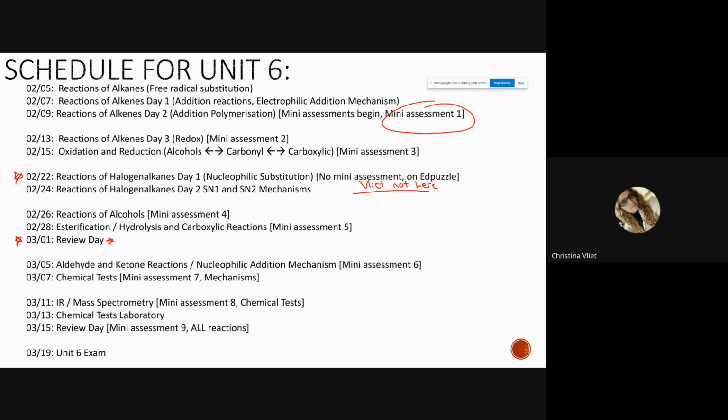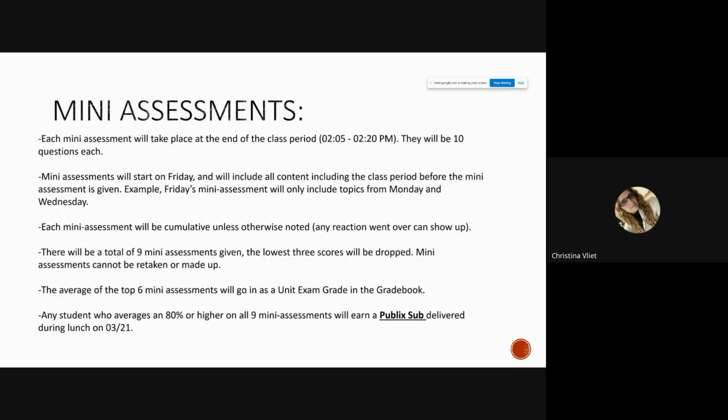Now let's talk more about those mini assessments. So I did this last year, and I'm changing it up a little bit because I want you to be as prepared as possible, and I don't want you to cram before this test because I know there's a lot of information on this test.